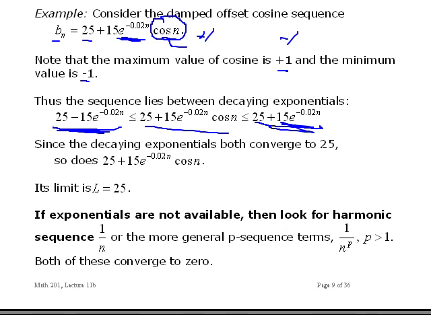Right. So I made a note here: if you like having this decaying exponential, but it isn't available, then look for either the harmonic sequence 1 over n, or a term with the generalized p sequence 1 over n raised to the p, where p is greater than 1. Both of these will converge to 0, and if you can sandwich your original function between those two, then you've created the criteria for the squeeze theorem.